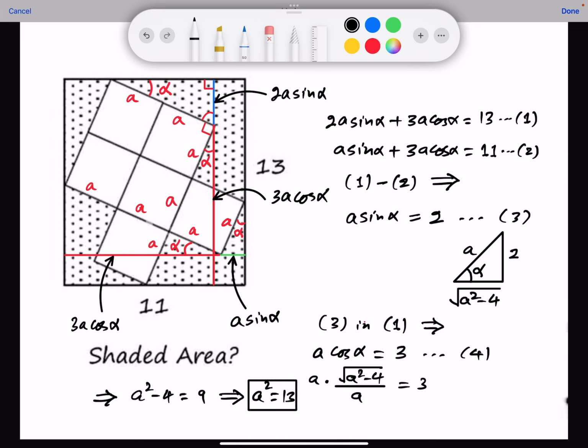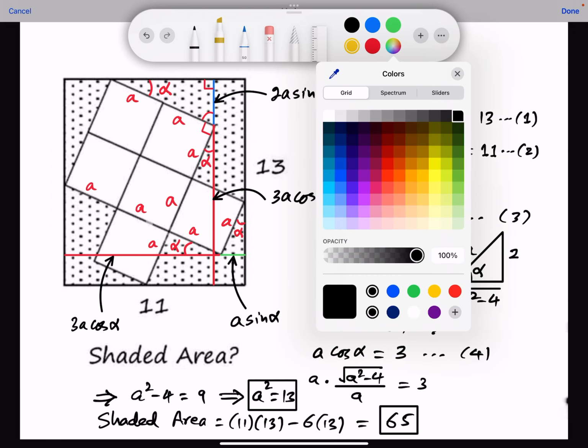Okay, and now, simply, we can find the shaded area as the area of the rectangle, which is basically 11 multiplied by 13, minus the area of 6 squares, where the area of each one of them is A squared. So minus 6 multiplied by A squared, which is basically 13. And that's going to give us 65 square units. And that's the answer to this problem.